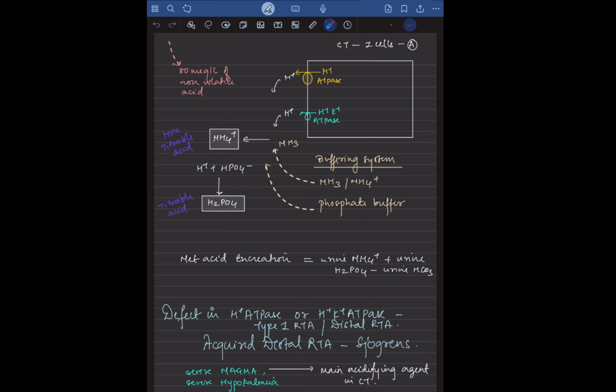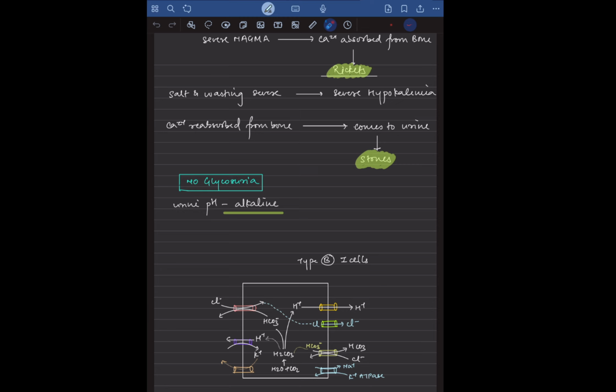So when it comes to the H plus ATPase defect, or say H plus K plus ATPase defect, that is a type 1 RTA, distal RTA. The most important thing is Sjogren's, which you have to first of all rule out, and again other autoimmune things like hypergammaglobulinemia, or pictures like that of post-transplant patients. Okay, you have to think of familial hypercalcemia, you have to think of all these things. But the most important thing is Sjogren's, which is very important. So here now what happens is there will be calcium which is not absorbed from the bone, and that will be causing a rickets-like condition, and there will be severe normal.